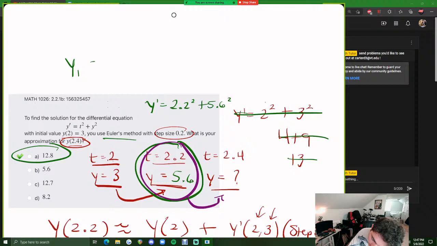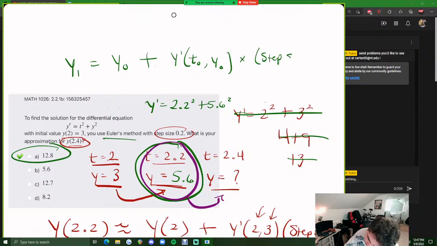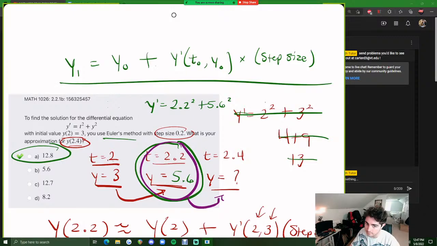So to summarize, Euler's method is something along these lines. So y1 you will calculate by using y0, the previous y value, plus y prime at t0, so the previous t and y value, and then that is being multiplied times the step size. So this is Euler's method. All right, let's keep going.